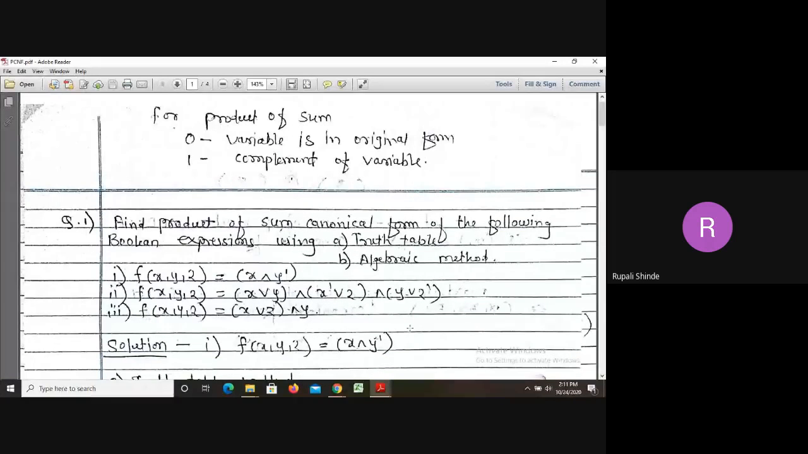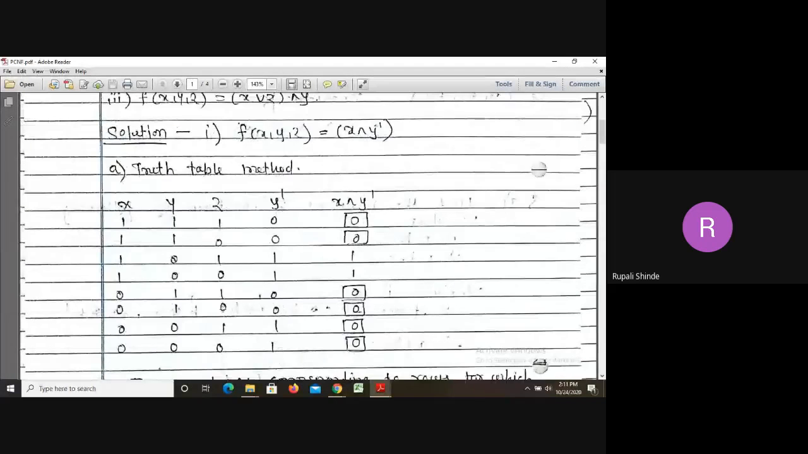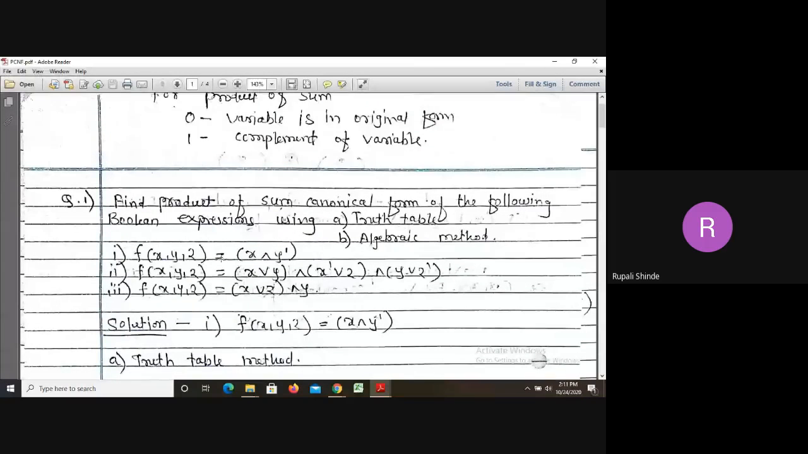So now you have to solve some examples based on this PCNF again. First example we have seen for truth table. Truth table साठीच example आपण बघितलं, for these three variables x, y, z. Now we have to solve this for algebraic method.